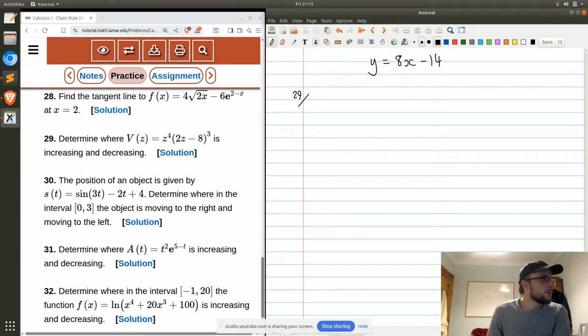Question 29. Determine where v of z equals z to the 4 all times 2z minus 8 all cubed is increasing and decreasing. We must differentiate it. v prime of z. This is a product. So 4z cubed times that, plus z to the 4.